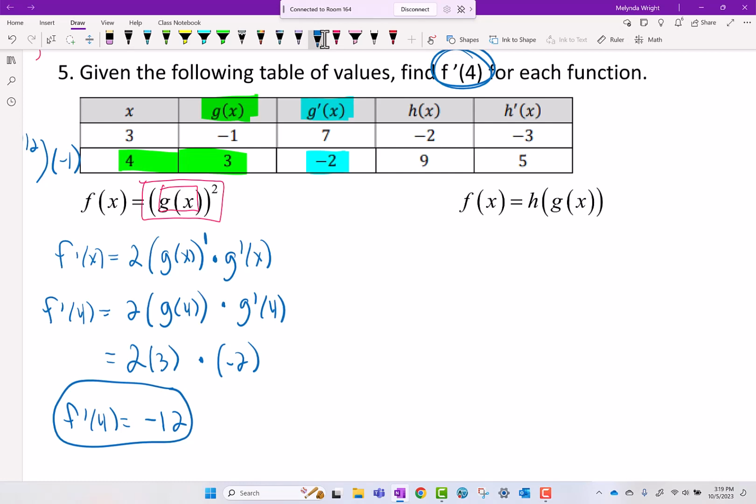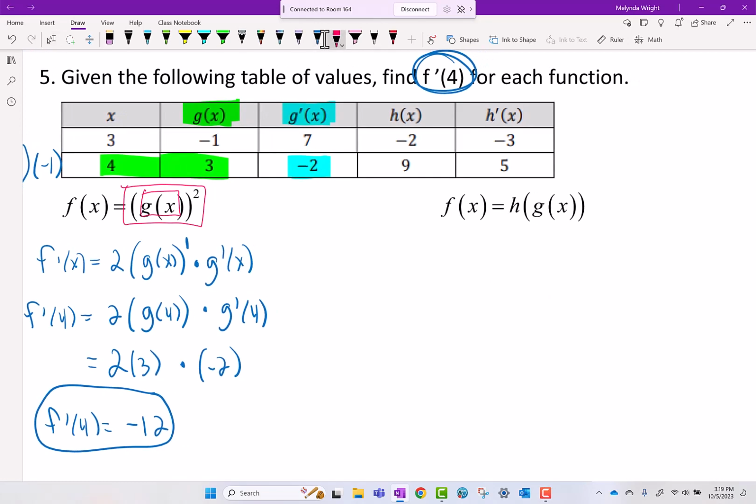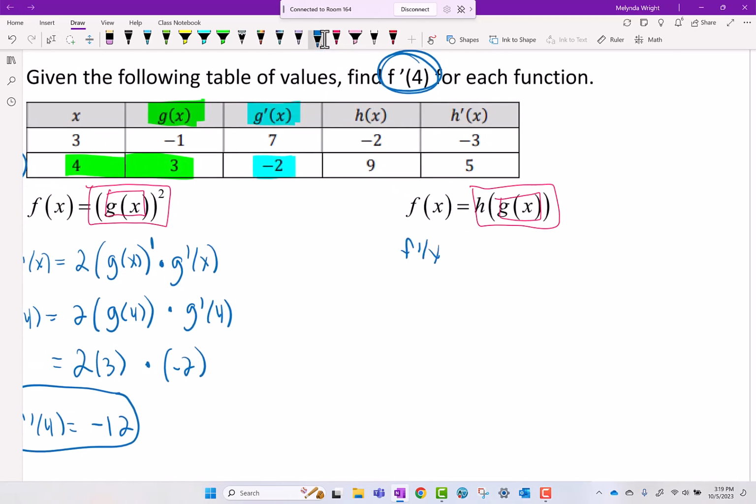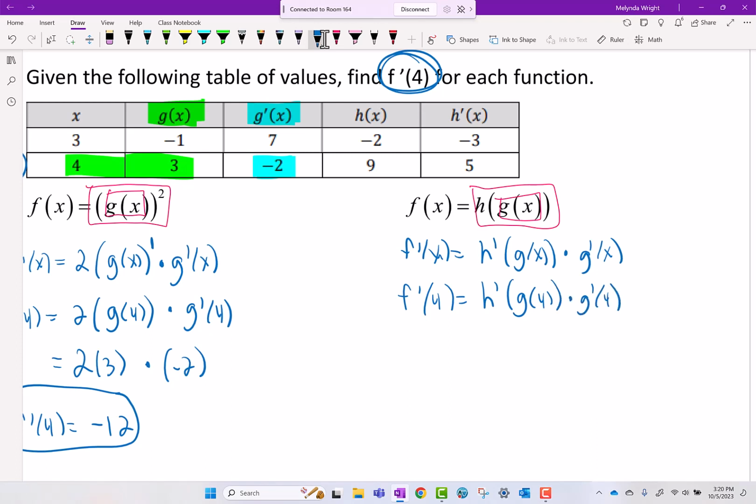One more. Okay, so here's my outside. There's my inside. Are we getting more comfortable with the chain rule? Yes? Okay. So here we go. f prime of x is h prime, copy paste, times g prime of x. Okay, good. Now we want to find f prime of 4. So that's h prime of g of 4 times g prime of 4.